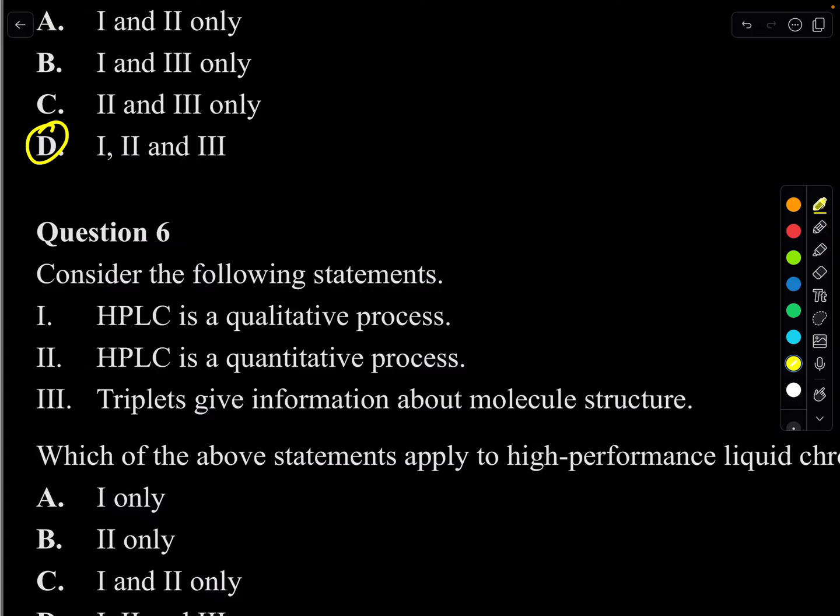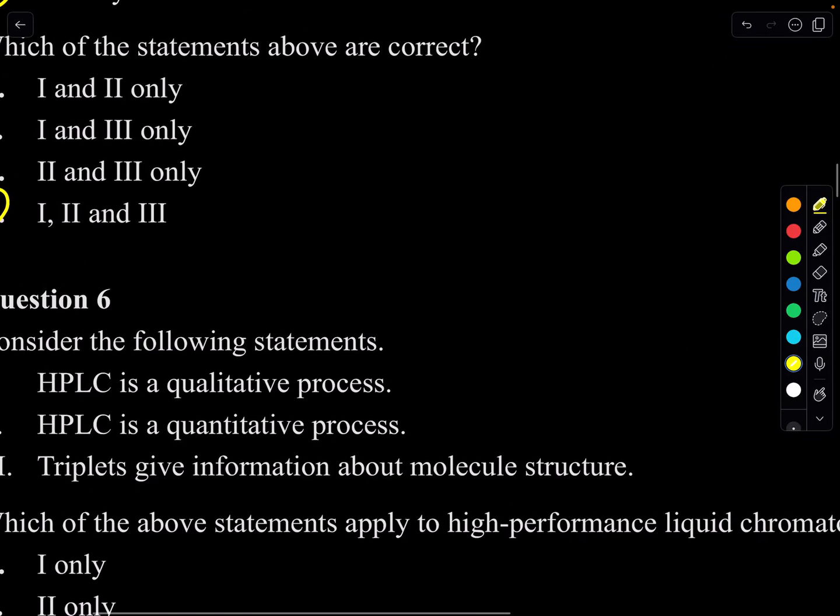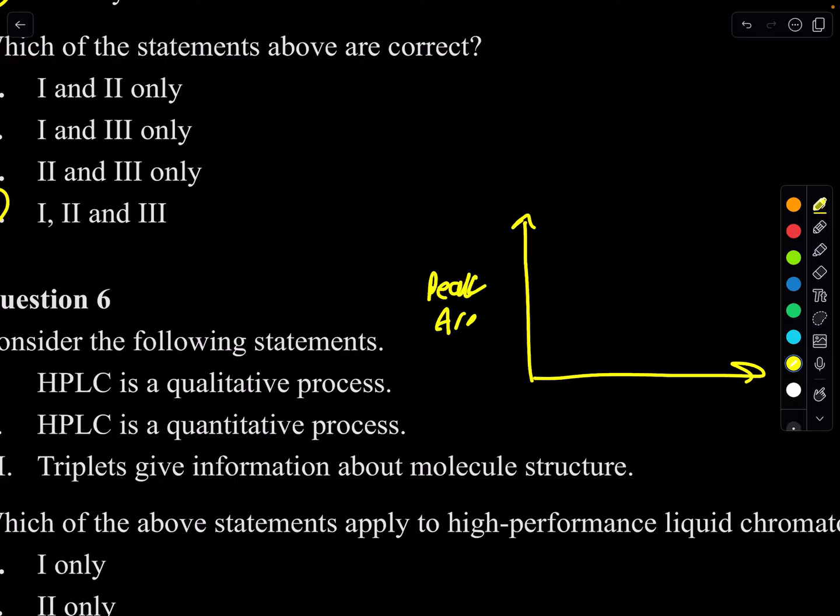If you really think about it, with HPLC you can graph the peak area against concentration. You can find the peak area of a substance, and it's like a straight line, so you can actually determine its concentration. So HPLC is a great way of determining concentration.